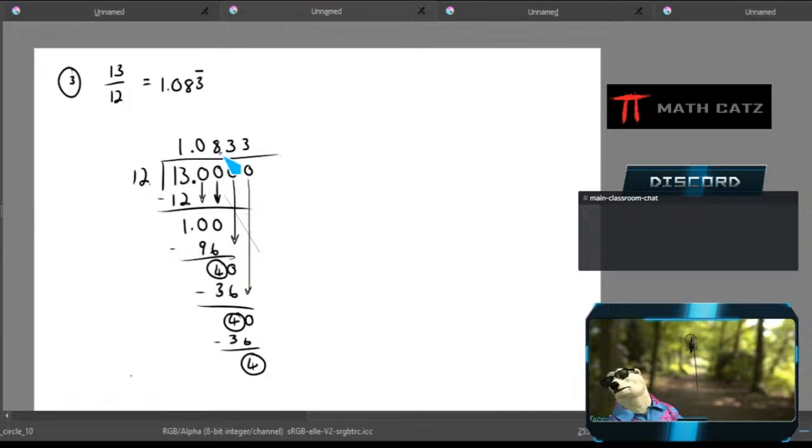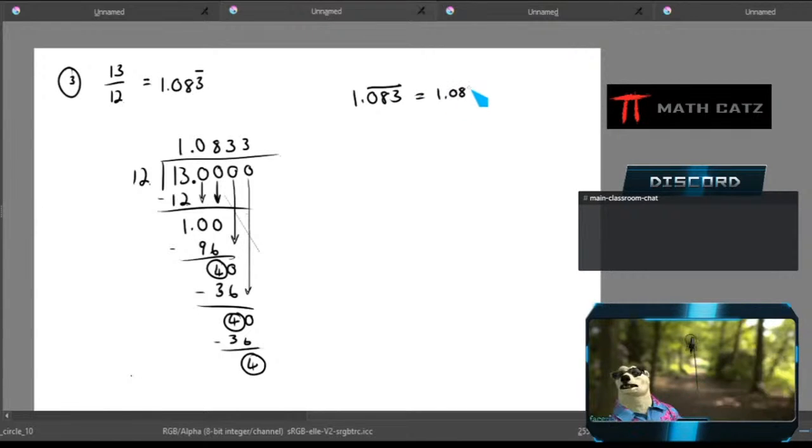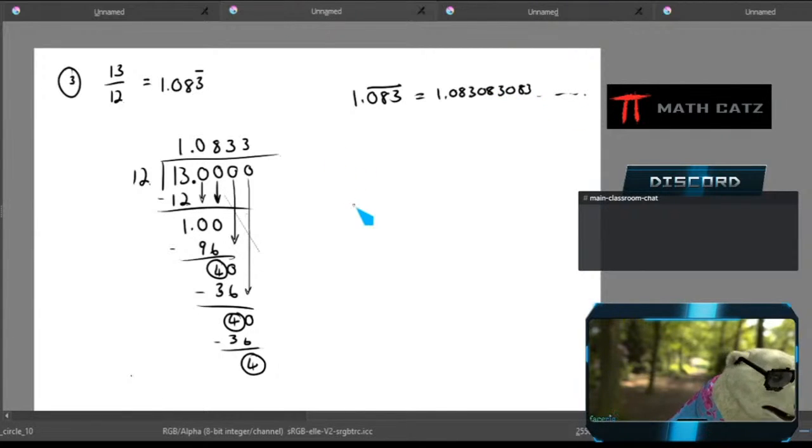The 8 never repeats again when you do the division. The 0 doesn't repeat either. You get into a loop and the 3's keep coming up. So only the repeating portion gets a line. Otherwise, it doesn't mean the same thing. If I were to say 1.083 with a line, that would mean 1.083083083, and that section repeats forever, and that's not the same anymore.